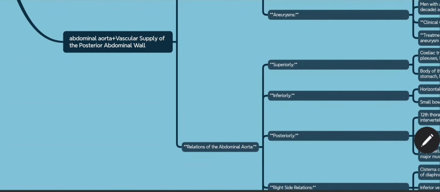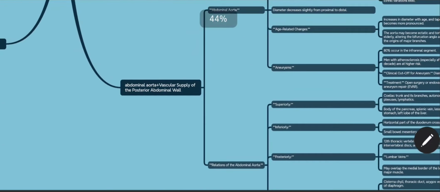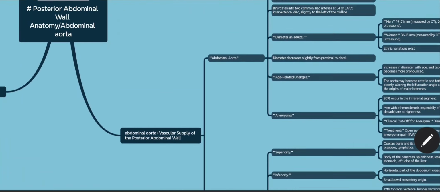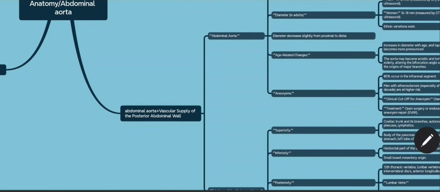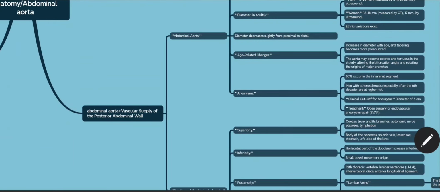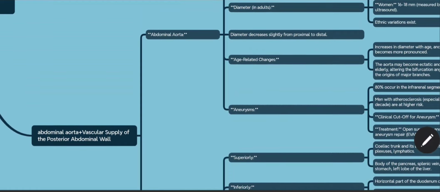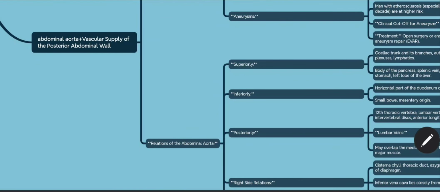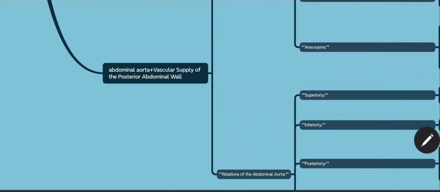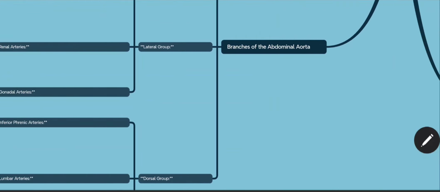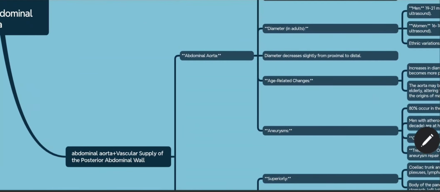The next topic that we are going to discuss regarding the posterior abdominal wall is the abdominal aorta. Regarding the abdominal aorta, we have the introduction, the relations, and we will discuss the branches.